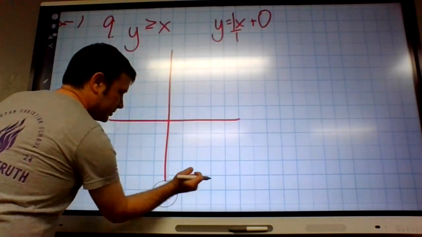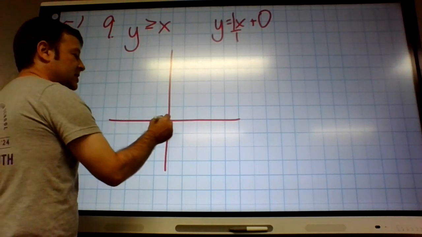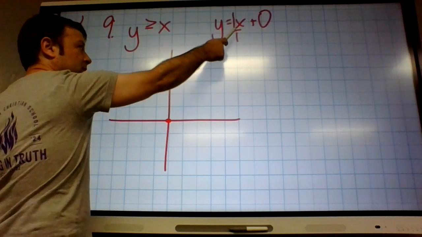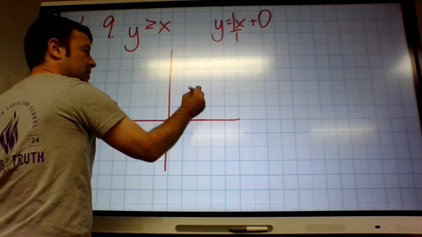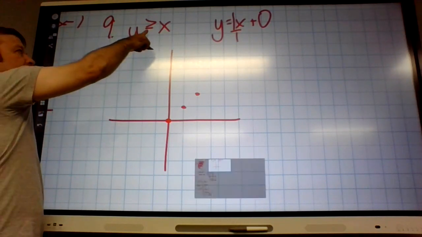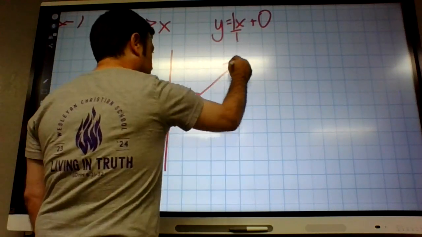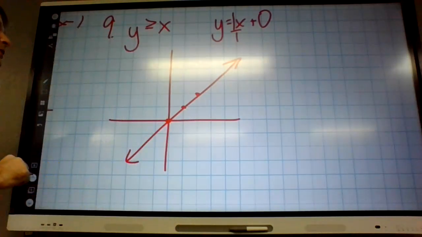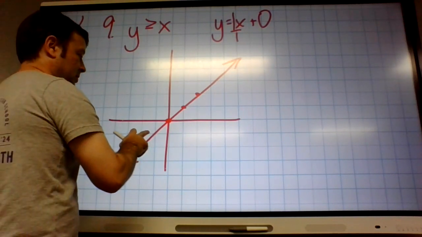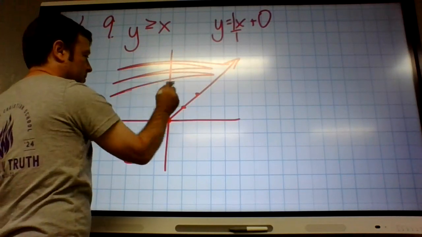You probably don't want to make the graphs too big because there's a lot of them. So we're starting at 0 for the y-intercept and we're going up, rise 1, run 1 for the slope. Should this line be solid or dashed? Solid. You got lucky. Should we shade above or below? This is y is greater than, so we're going up and away.